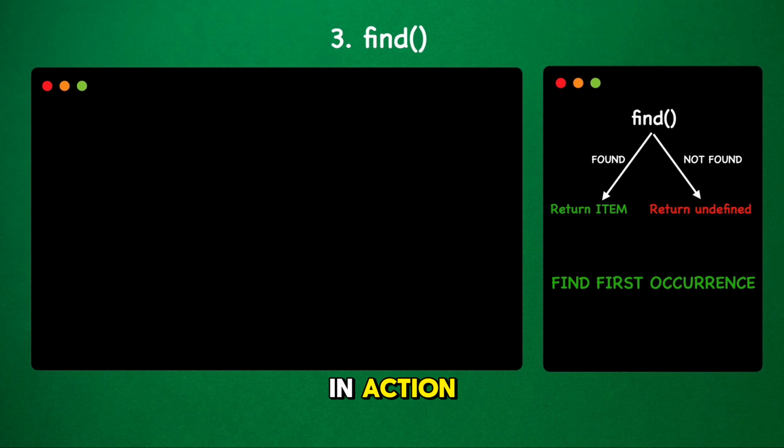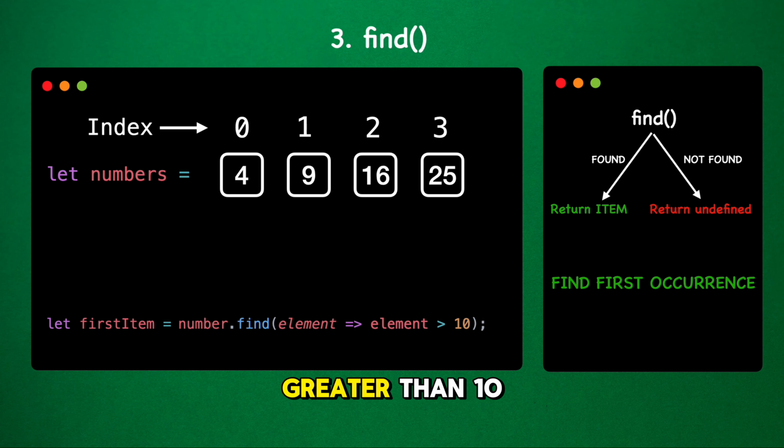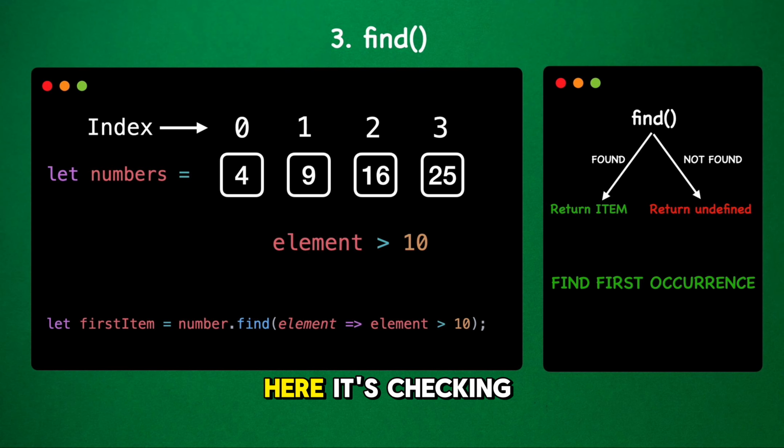Let's see it in action with our lineup of numbers here: 4, 9, 16, and 25. Let's say we're on a mission to find the first number greater than 10. Our find method takes a test function. Here, it's checking if an element is greater than 10.